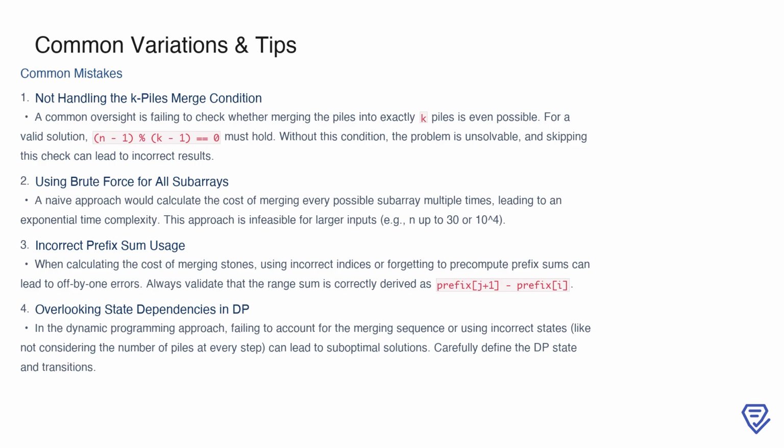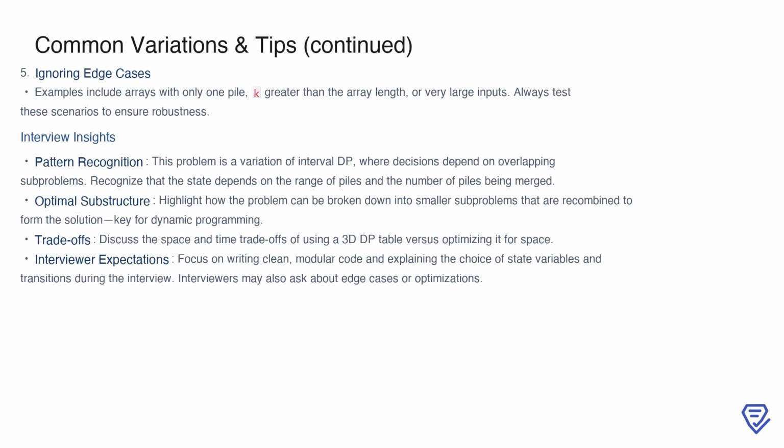Lastly, in dynamic programming, overlooking how states depend on each other can lead to flawed solutions. For example, failing to consider the number of piles at each step or incorrectly defining transitions can undermine the approach. It's key to carefully design both the DP states and their dependencies to avoid these errors. Additionally, ignoring edge cases is another common source of mistakes. Scenarios like having only one pile, k being greater than the array length, or handling very large inputs should always be tested to ensure your solution is robust.